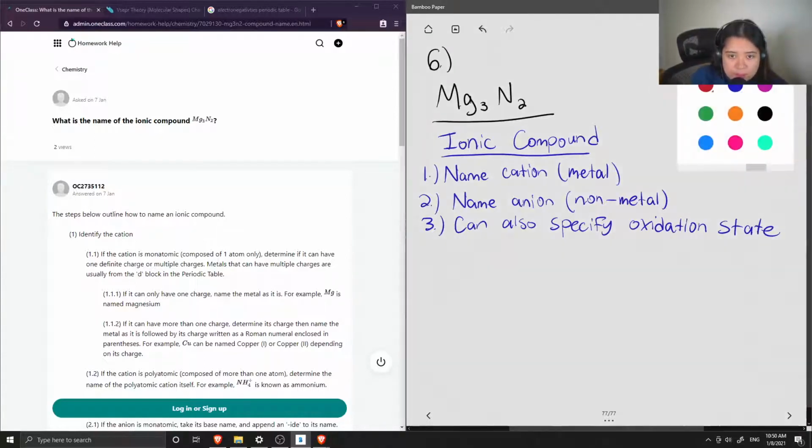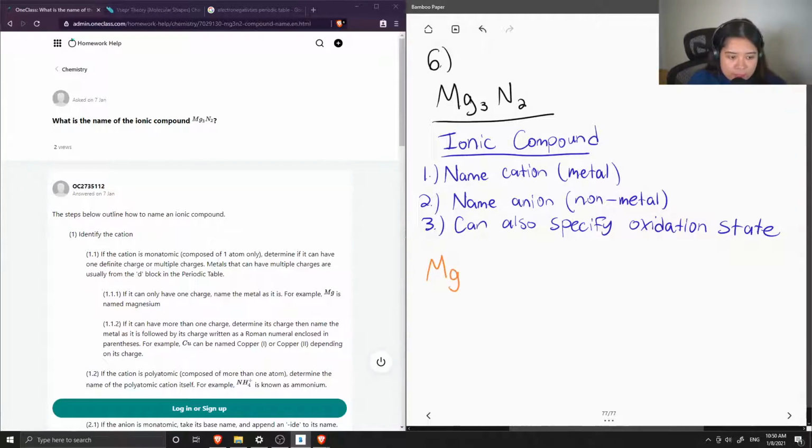Okay, so now let's look at our compound. We have a magnesium cation, which has a 2+ charge, and we also have a nitride ion, which has a 3- charge. So therefore the name of this compound is magnesium nitride.